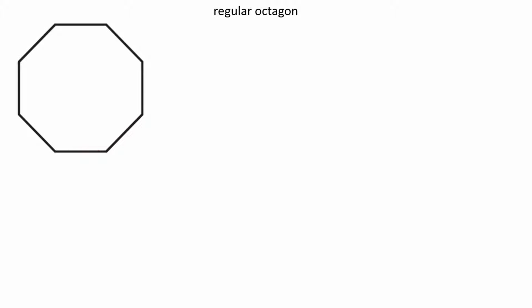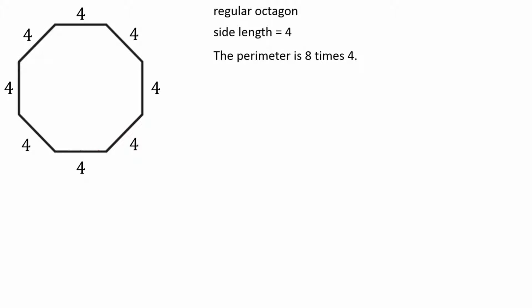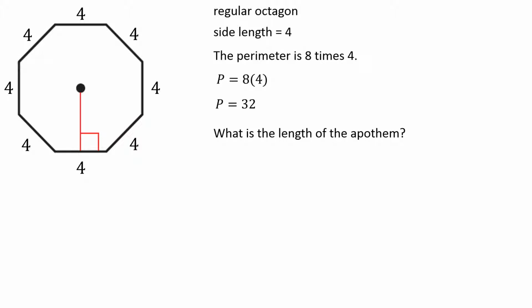So there's my regular octagon. I know each side has a length of 4. All right. Perimeter is going to be easy to figure out. 8 sides. Each side is 4. 8 times 4 gets me 32. Now the perimeter is 32. Now, what is the length of the apothem? All right, because I need to do 1/2 times the apothem times the perimeter.